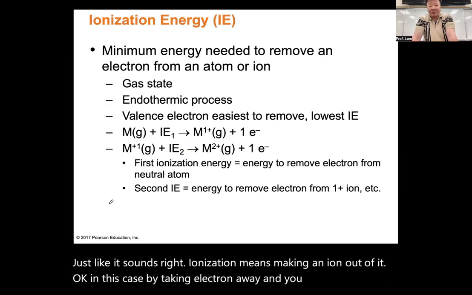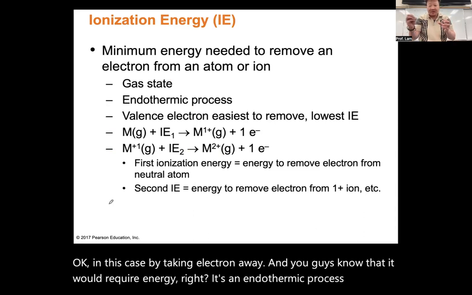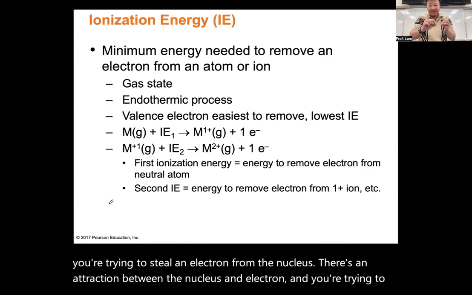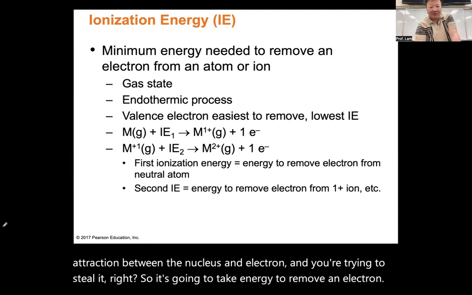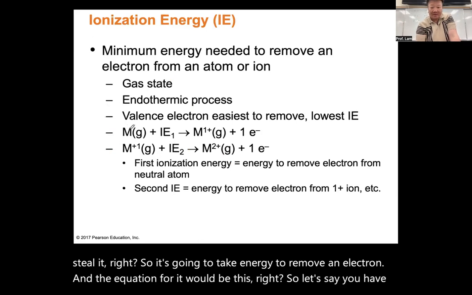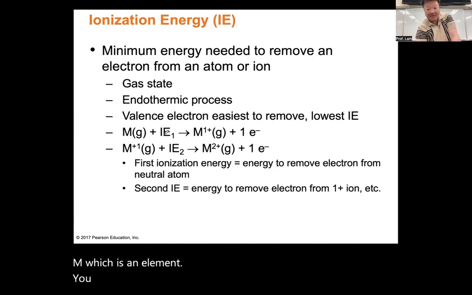And you guys know that it would require energy, right? It's an endothermic process because you're trying to steal an electron from the nucleus. There's an attraction between the nucleus and the electron, and you're trying to steal it, so it's going to take energy to remove an electron. And the equation for it would be this: let's say you have M, which is an element. You need to have plus IE to get to M1 plus and 1 electron.